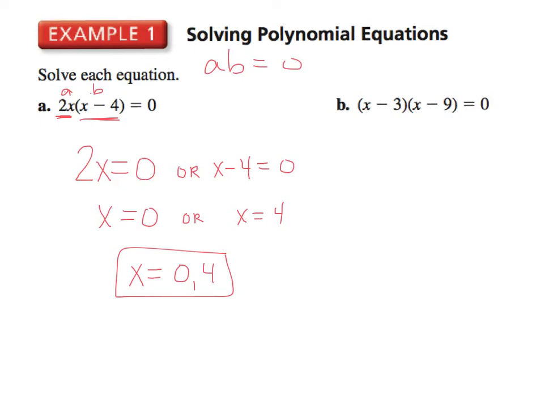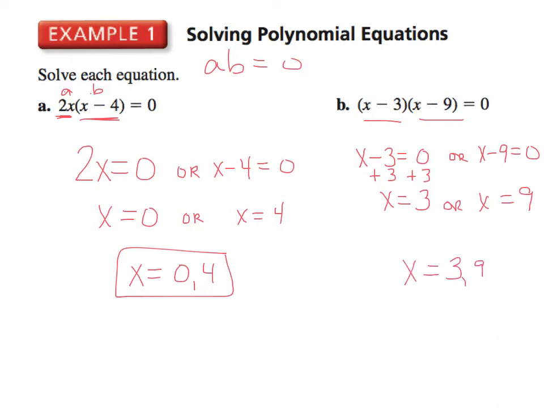Next, x minus 3 times x minus 9 equals 0. One of these has to be equal to 0, so you would set them both equal to 0. Solve them both. Add 3 on both sides. I'm not showing you these steps because this is 5th, 6th grade stuff. So x equals 9. That means your answer for x has to be 3 or 9. It doesn't have to be both. The roots are 3 and 9. If you plug in 3, that makes this value 0. If you plug in 9, that makes this value 0, so it would work.